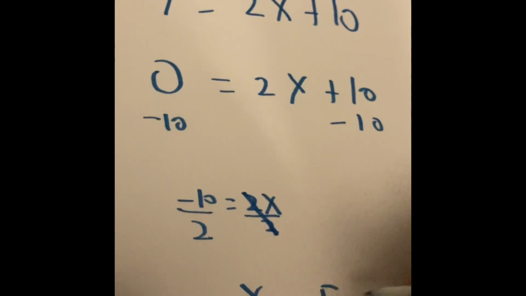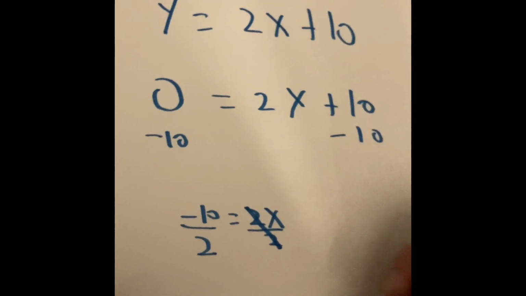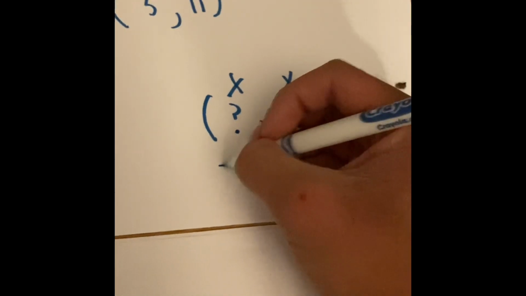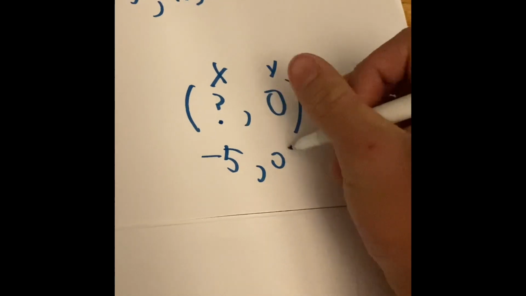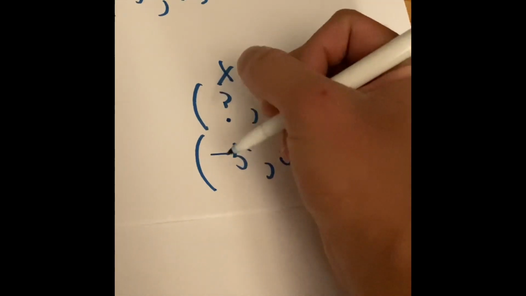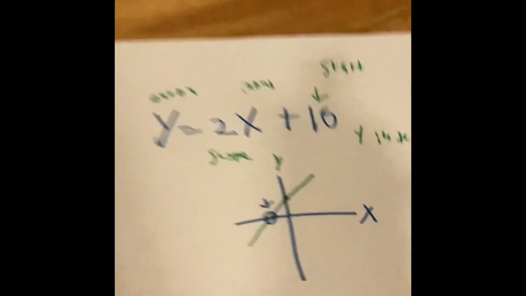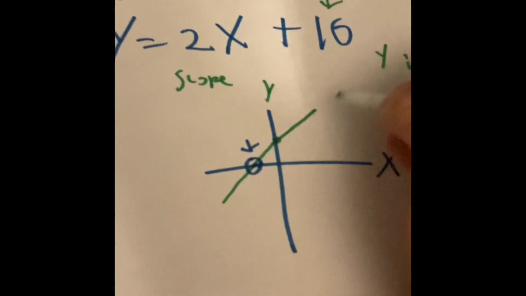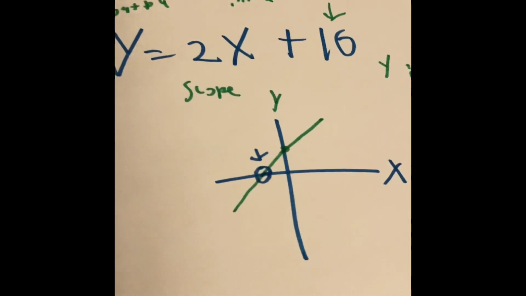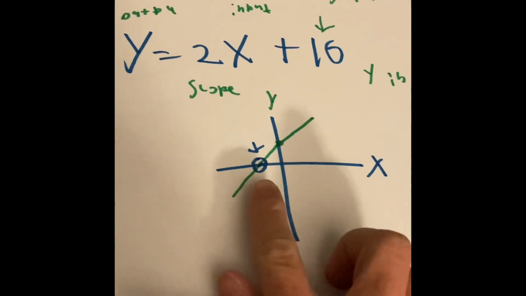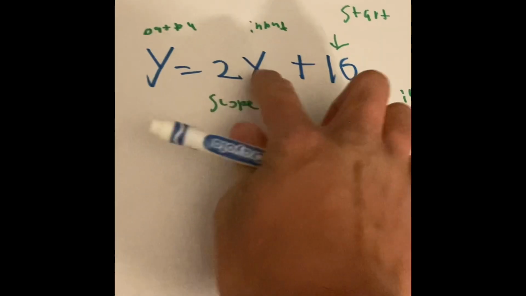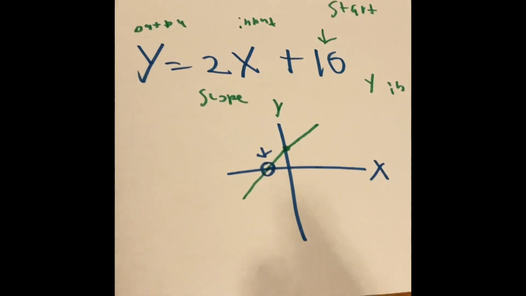We did that because we want to get x alone so we know what our new coordinate is, which now is negative 5. So it's negative 5, comma 0, which is the x-intercept where the slope of the line should strike. That is how we can find the x-intercept in a y equals mx plus b equation.